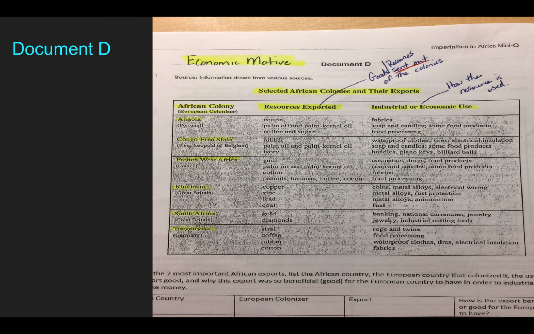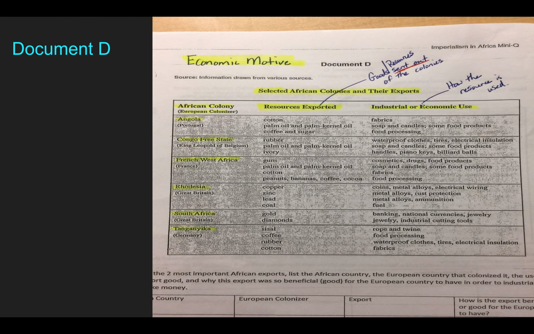So first things first, at the very top, please write down economic motive because this obviously has everything to do with the economic aspect of imperialism. This specifically has to do with natural resources and the development of raw materials into a finished product that is going to be sold by the Europeans in order to make lots and lots of money. So please make sure you write economic motive at the top. Go ahead and highlight it.